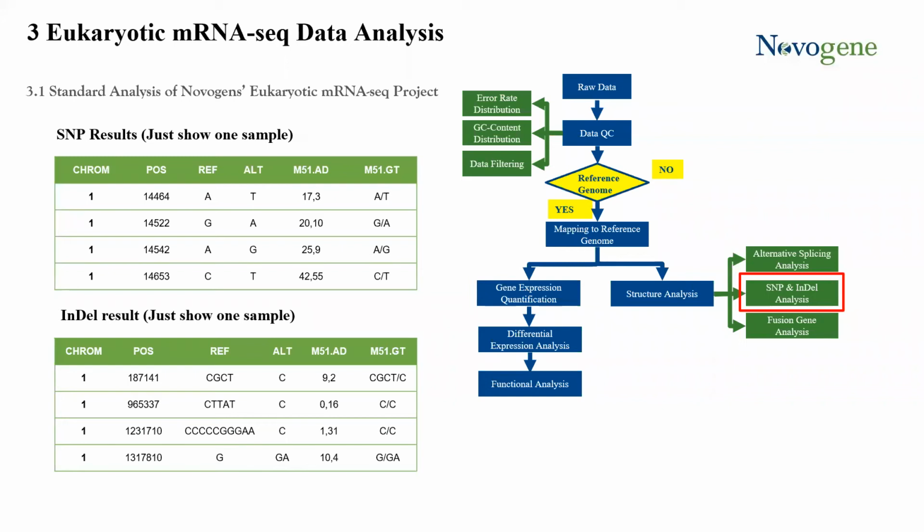We have pretty much the same structure for the table of insertions and deletions. You can see on the first row that on chromosome 1, at position 187,141, we had a reference genotype of CGCT, and part of it was deleted, and the resulting genotype was only C. Now, you have how many reads we had for each genotype and the final genotype.